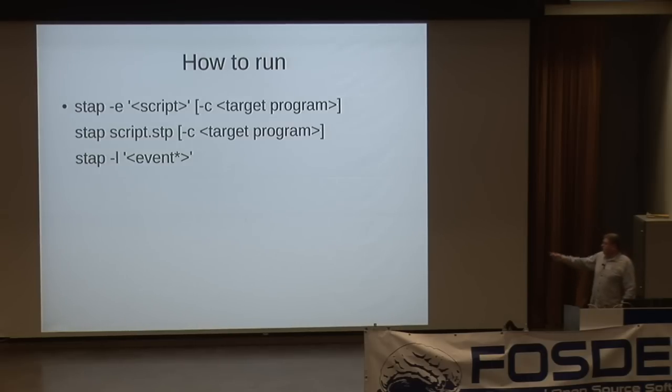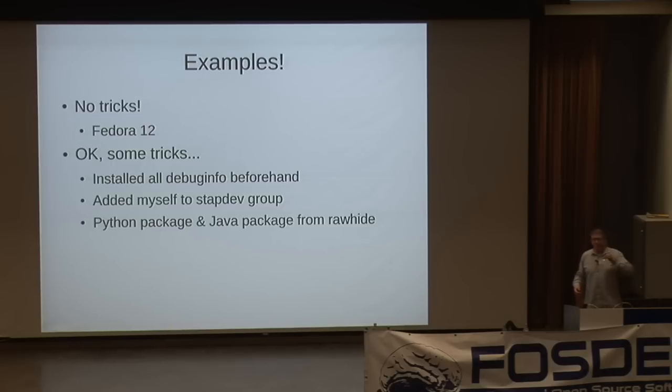Well, I'll show some examples. This is the simplest. You invoke SystemTap as stap. Either you give a script on the command line, or you have a script in a file. And you can specify a target process if you want, which actually means while this process is running, this script should run. And to see what kinds of events there are, you have the stap -l list, and you can give it a pattern of events you want to see. And if you use capital -L, you actually get all the context variables also.